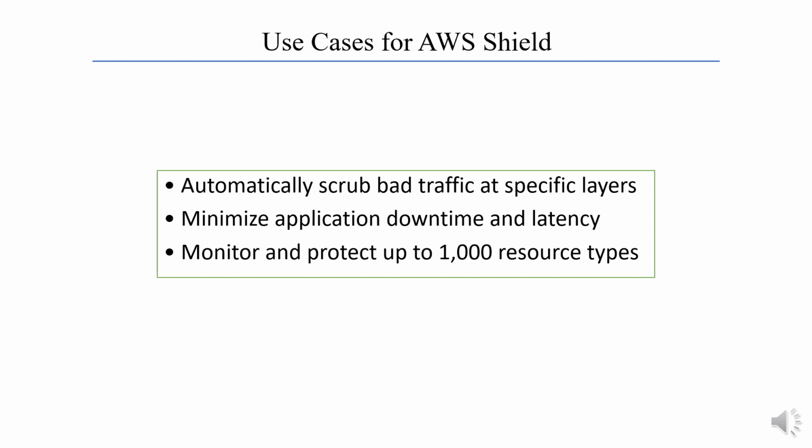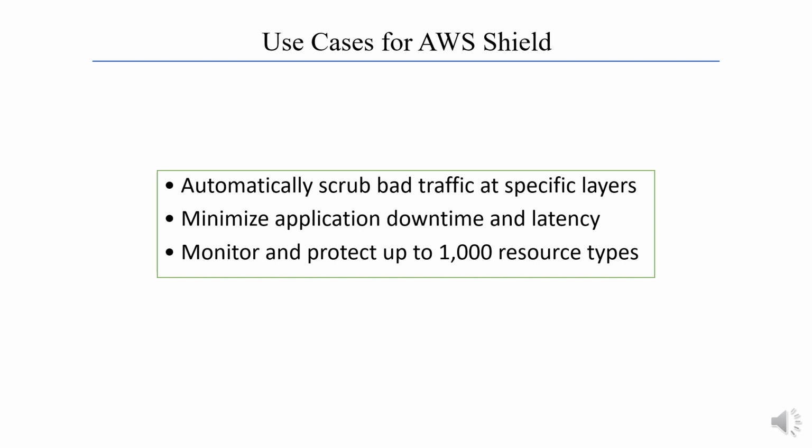Automatically scrub bad traffic at specific layers. You can protect applications and APIs from SYN floods, UDP floods, or other reflection attacks. Minimize application downtime and latency. You can deploy inline mitigations such as deterministic packet filtering and priority-based traffic shaping to stop basic network layer attacks.